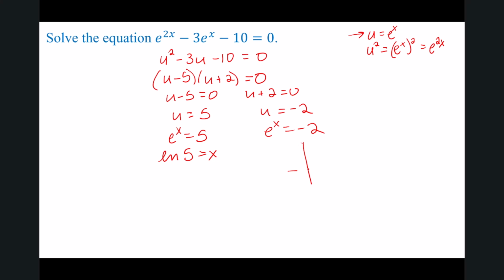Think about the graph. e to the x looks something like this, and negative 2 is down here. Those graphs would never intersect. So e to the x, a positive number to any power, cannot be negative 2. That's not going to happen. So our only solution is x equals the natural log of 5.